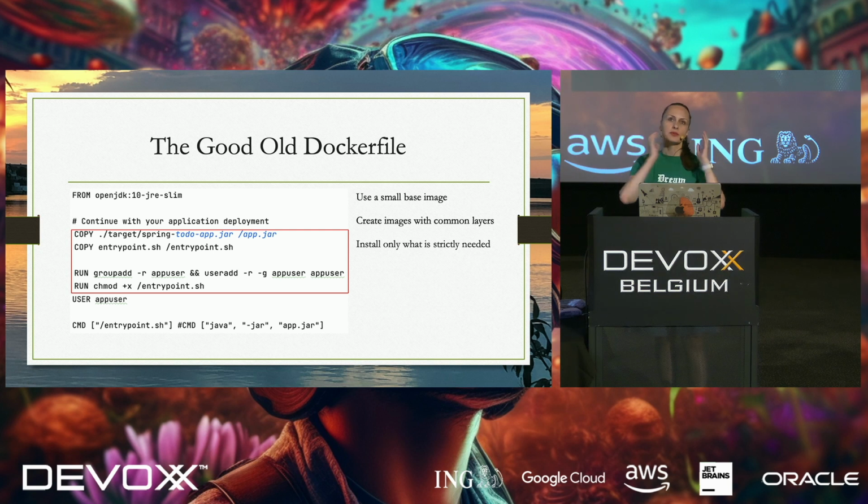Of course, we add some permissions to that because we don't want our containers to run with root, and that would be bad. But what I'm showing you here is a Dockerfile that runs with JRE 10. And I think we heard a lot of presentations about JDK 21.